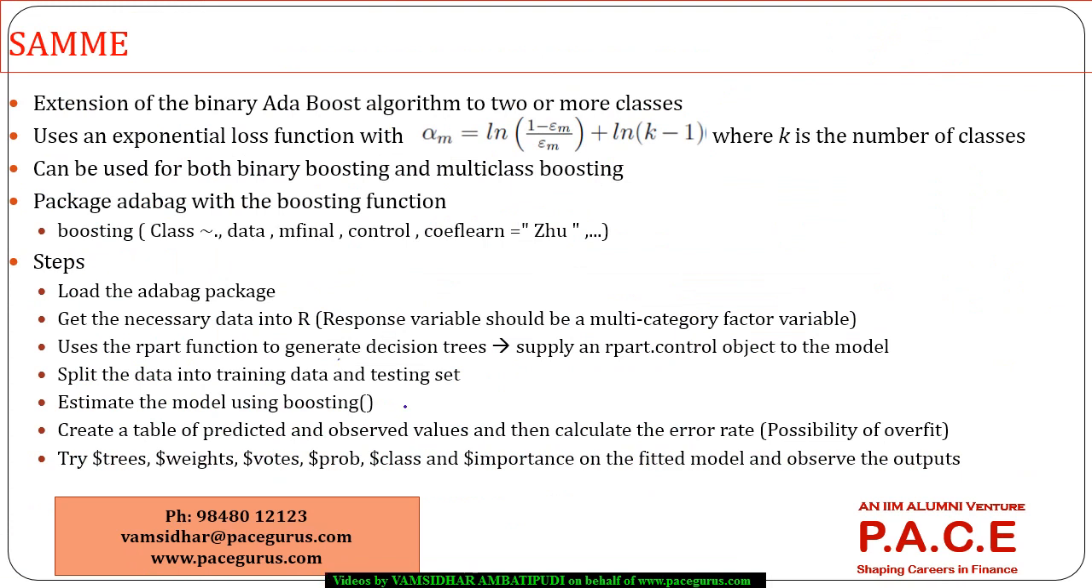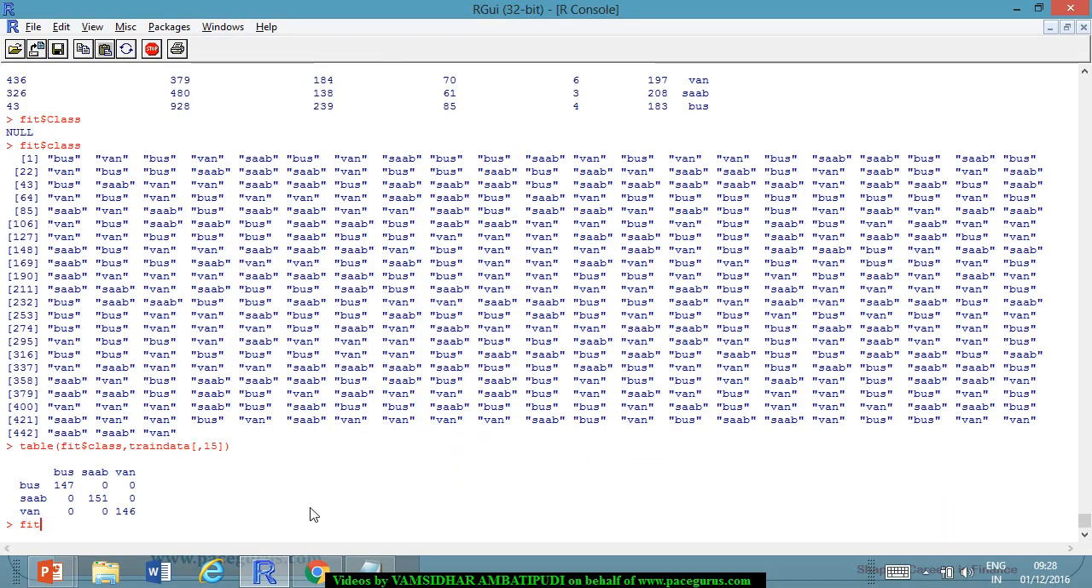So if you see here, we have estimated the model using boosting. We got a table of predicted and observed values, and based on that, when we looked at the error rate on the training data, it looked like 0% is the error rate. So now the doubt that I am going to get is whether any kind of overfitting has occurred in the data. But before we try something on top of it, all these various things we can look at on the fit dollar trees. I can see what is coming out in the process.